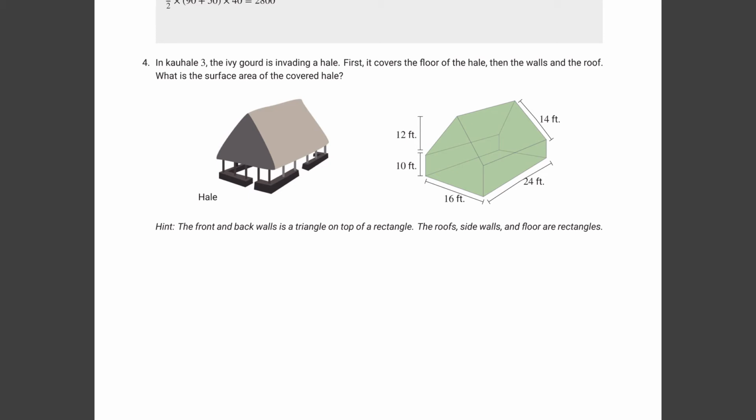The surface of the hale is made up of smaller, simpler pieces. The front and back walls are made up of a triangle on top of a rectangle. The side walls, the roofs, and the floor are all made up of rectangles. Feel free to pause the video to spend as much time as you need to look over these diagrams. When you're ready to move on, we'll go over the final part of this activity.